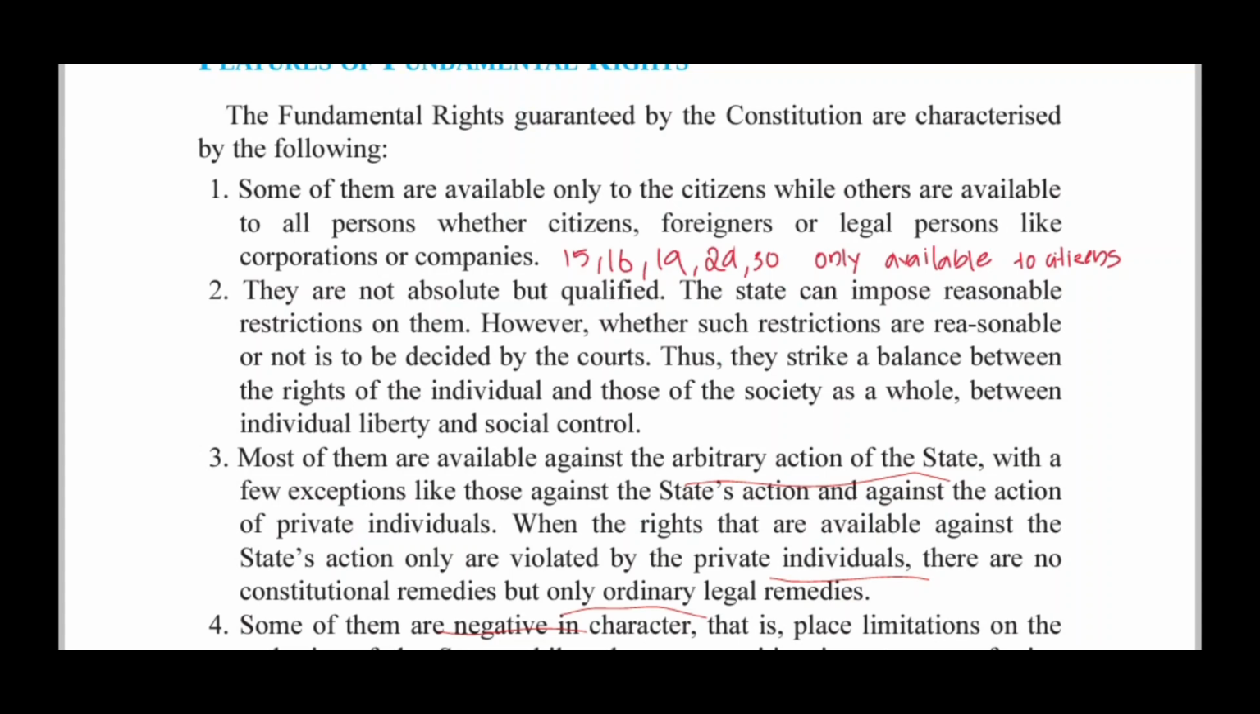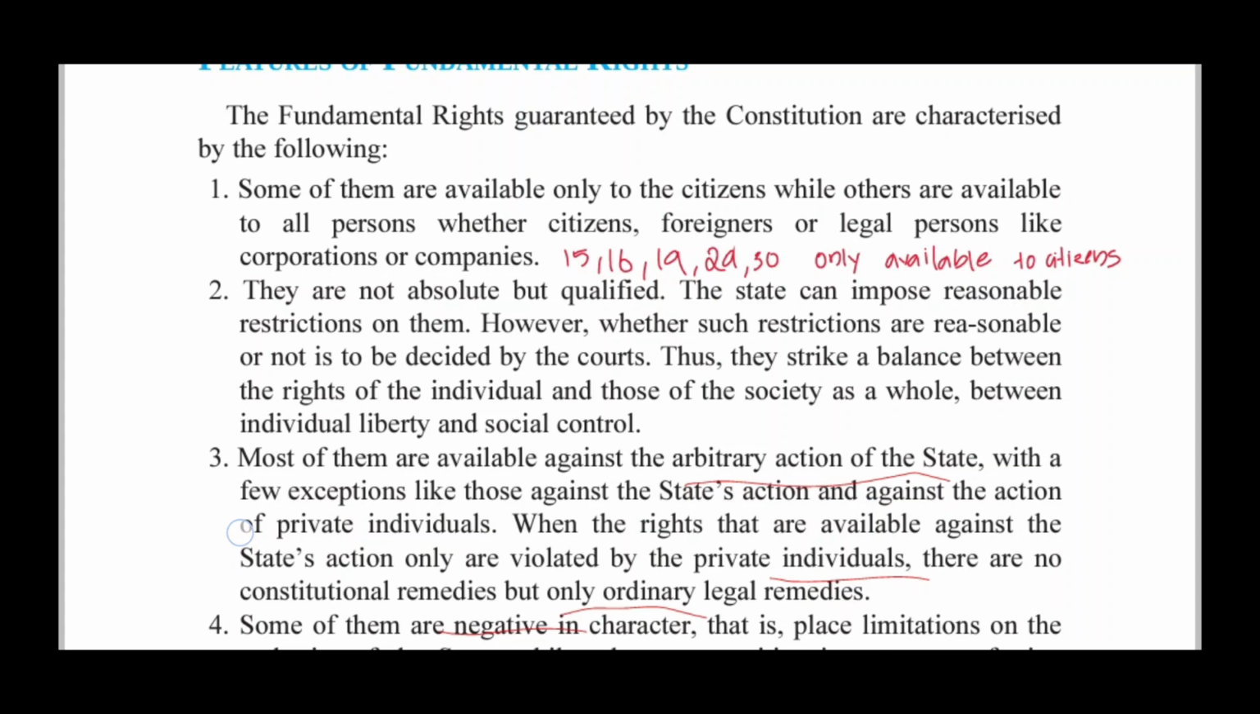The third one is that most of the fundamental rights are against the arbitrary action of the state, but some of them are against the action of private individuals. For example, untouchability. It cannot be practiced by public as well as private individual. If a private person is practicing untouchability against another person, then that person will have to face legal action, because this is a fundamental right available to the person and it is guaranteed by the constitution.